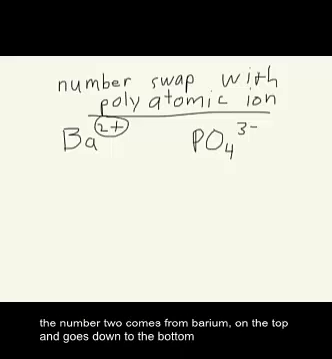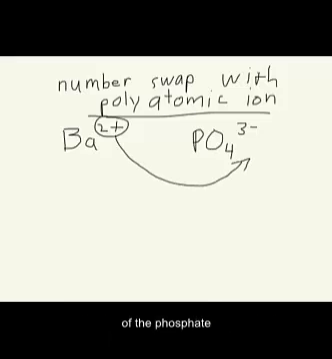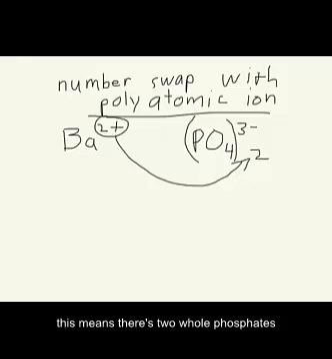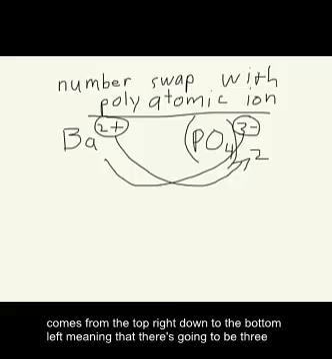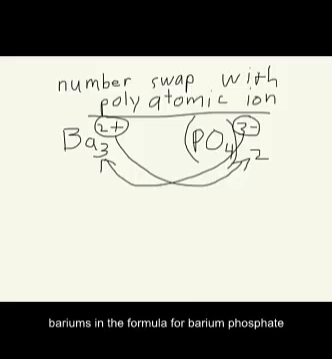The number 2 comes from barium on the top and goes down to the bottom of the phosphate, and this means there's 2 whole phosphates, not just the oxygen, but the whole PO4 3 minus. And then the 3 minus from the phosphate comes from the top right down to the bottom left, meaning that there's going to be 3 bariums in the formula for barium phosphate.